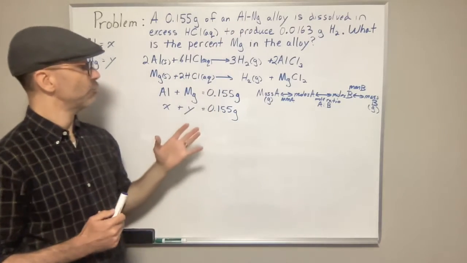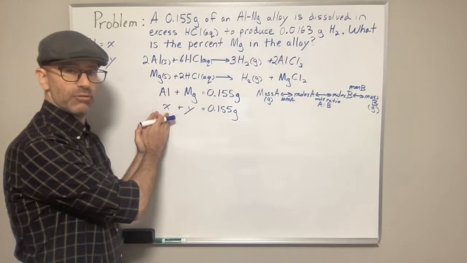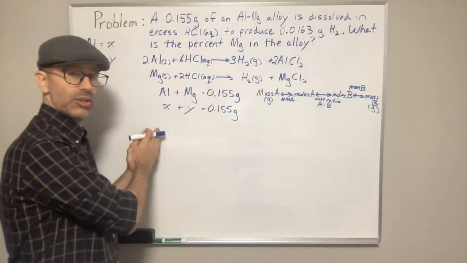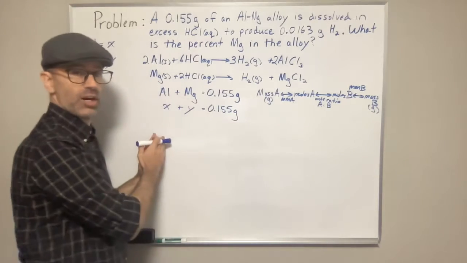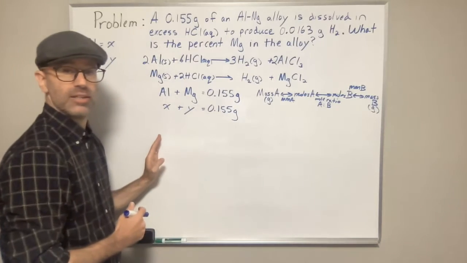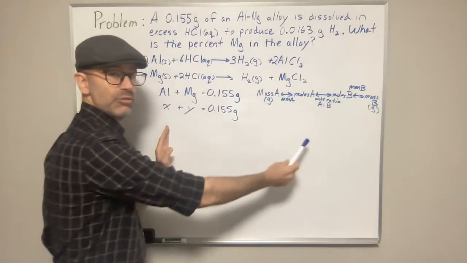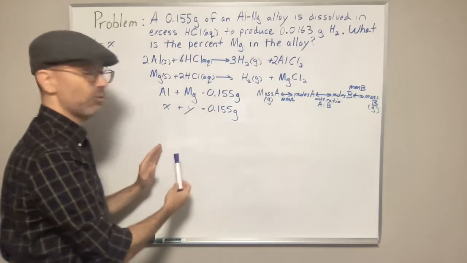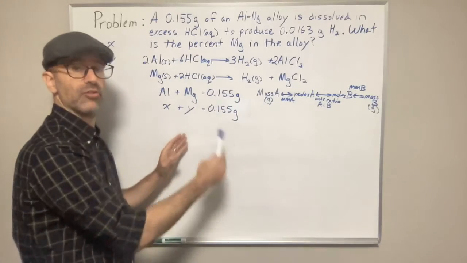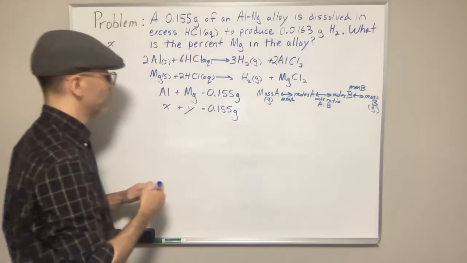So we have to assume, what if we have an X amount of aluminum? We'll use that X amount of aluminum to then do our step-by-step calculations with our conversion factors to get to an X amount of H2 gas. So we're going to calculate the amount of H2 gas in terms of X, and then we're going to calculate the amount of H2 gas in terms of Y. And then those two amounts will add up to this total amount here. So let me show you and it'll become clear.